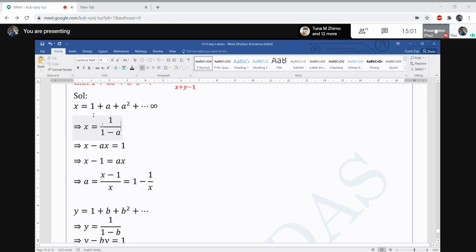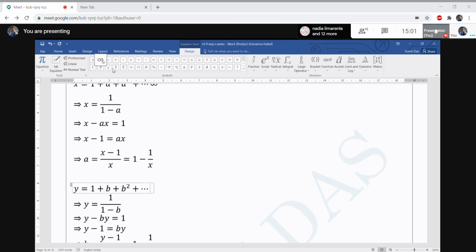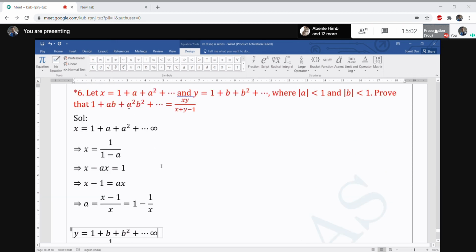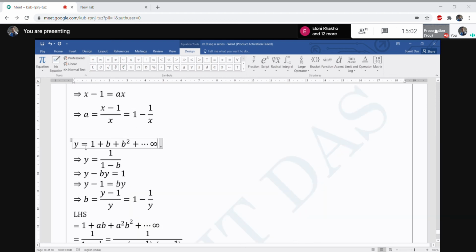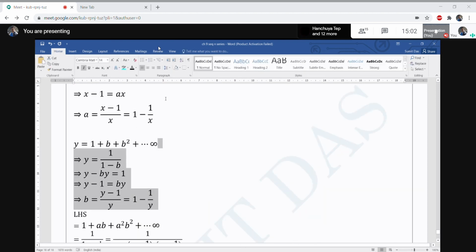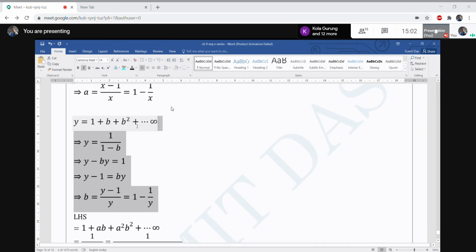We can do it a different way also. So the a value we got is 1 minus 1 by x. We will put this value in this equation. We have to prove this one, right? So we will put a and b here. Then similarly b also we are getting the same. 1 plus b square. So here 1 is the first term and b is the common ratio.